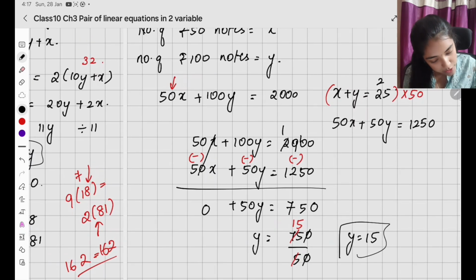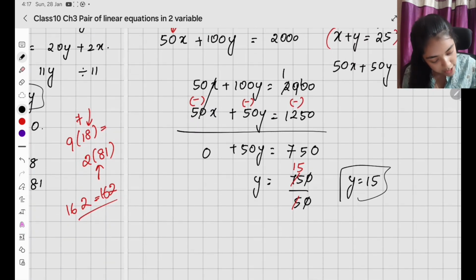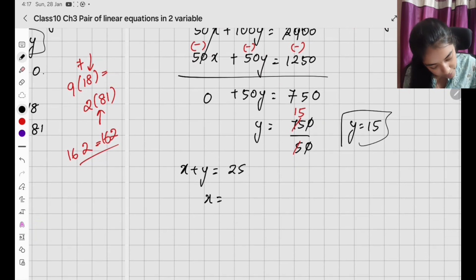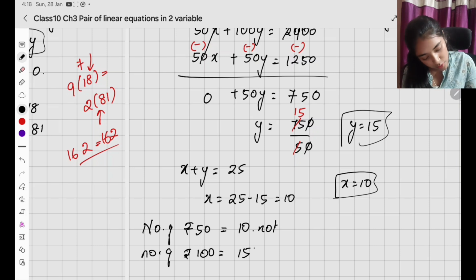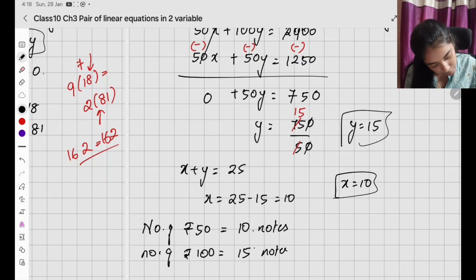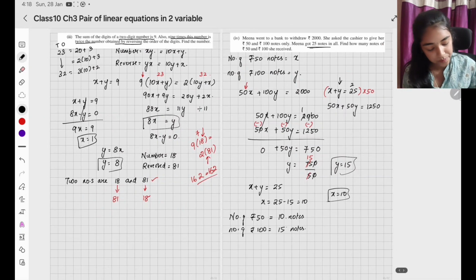Okay. Now second equation kuttila x plus y equals 25. So we have x plus y equals 25. So from this we have x equals 25 minus y, which is 15, which is going to be 10. So x equals 10. So number of rupees 50 notes equals x, so 10, and number of rupees 100 notes is going to be 15 notes. Okay, எத்தனை notes னு எழுதணும். Okay, please copy.